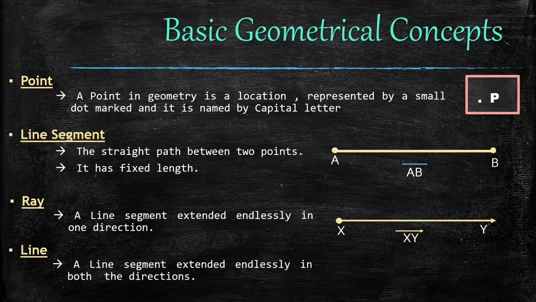A line is also like a line segment, but it extends endlessly in both directions. So here is a line that travels through P and Q in both directions endlessly, and this can be denoted as PQ, a bar with two arrow marks.